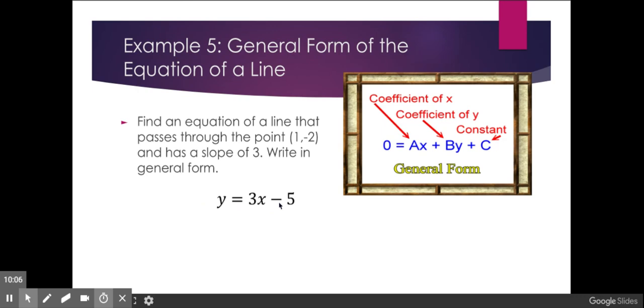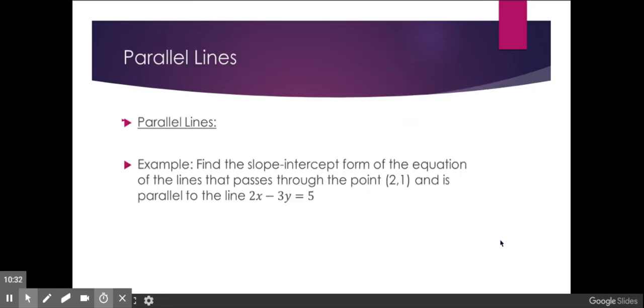So if we wanted to write this in general form, we want to move everything over to one side, which would look like this. We could subtract the y over, everything's on one side, it equals 0. Another way to write this is moving everything over to the left side, and we would get -3x plus y plus 5 equals 0. These are both correct. The signs are completely opposite, and that's actually what will happen depending which side you move it to, but both are considered correct. And then lastly is parallel lines.